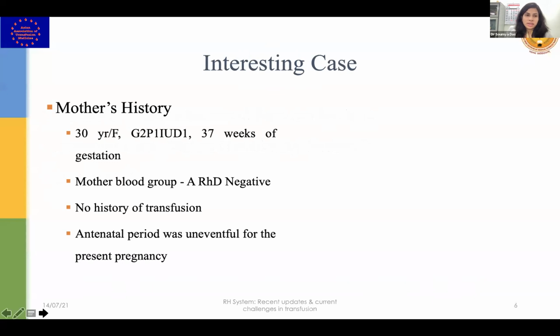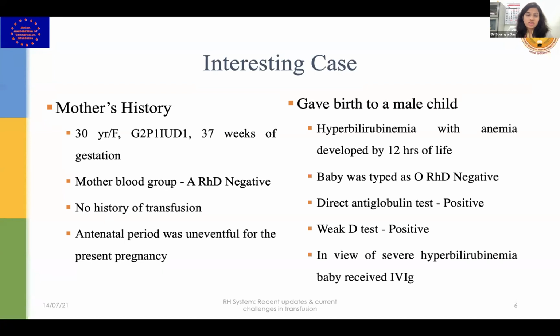This is a mother, a 30-year-old lady, G2, gravida 2, para 1, with one history of intrauterine death, at 37 weeks of gestation. Her blood group was A RhD negative, and she didn't have any history of transfusion in the past. Her antenatal period was uneventful in this current pregnancy. She gave birth to a male baby. However, within 12 hours of life the newborn developed severe hyperbilirubinemia with anemia.